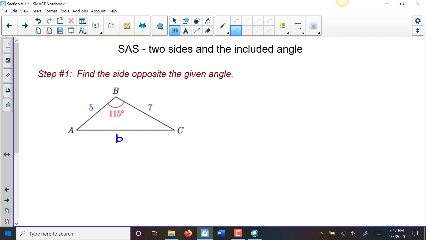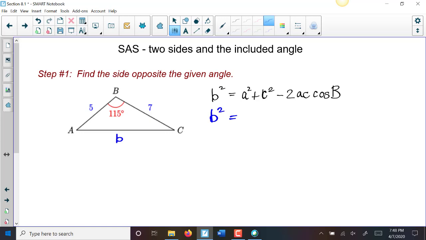Okay, so if I want b, then I choose the formula that has b squared by itself on the left-hand side. That means I take the other two sides, square them, add them up, minus 2 times those two sides, ac, times the cosine of angle B. Notice on the right, you never use lowercase b, you only use lowercase a and c. And then it's just a matter of substituting in and doing a little plug and chug, as I like to call it. Okay, so we're going to find b squared.